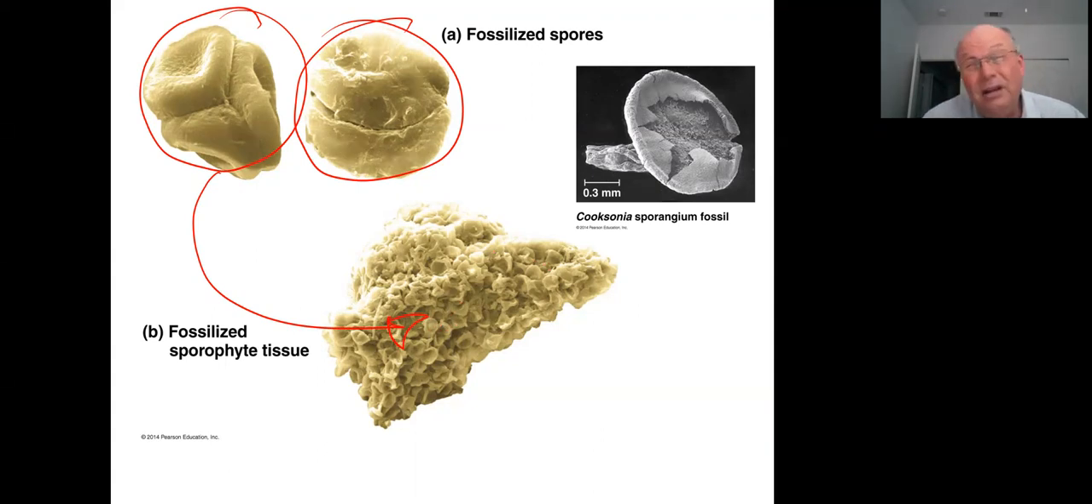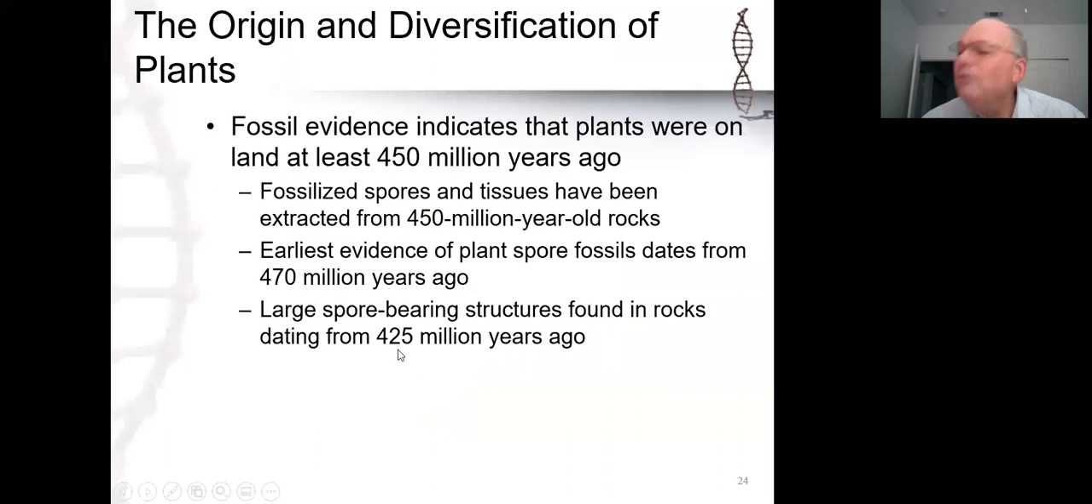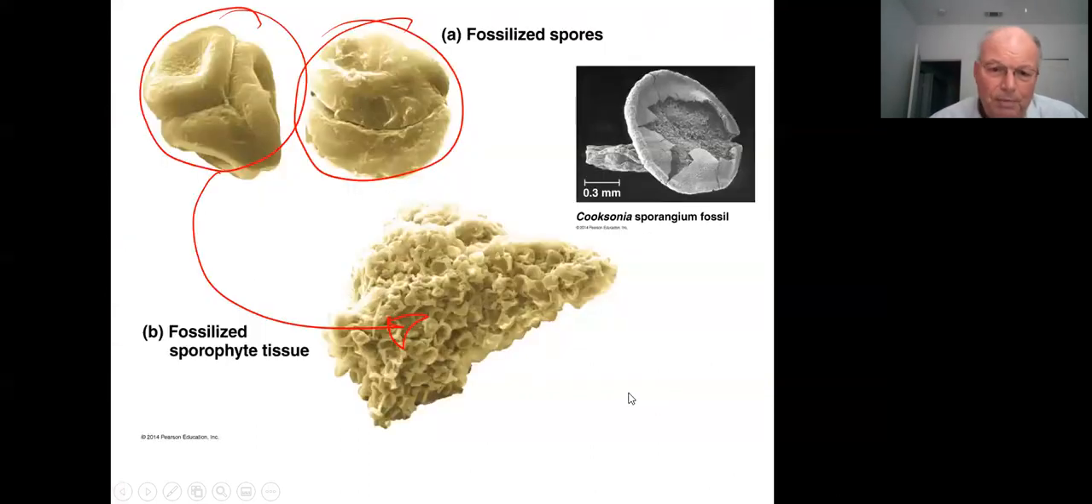Sorry, let me go back to the previous slide, make sure I get the time. 425 million years old. So these are Chinese fossils that have been dated to, as I said, about 425 million years old. And it is clearly sporophyte tissue because of the presence of spores, assuming that this is spore tissue.